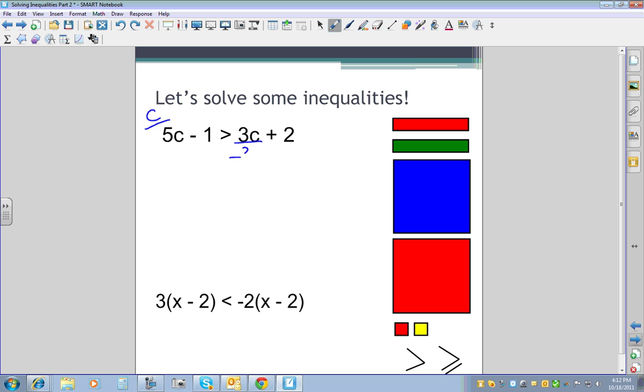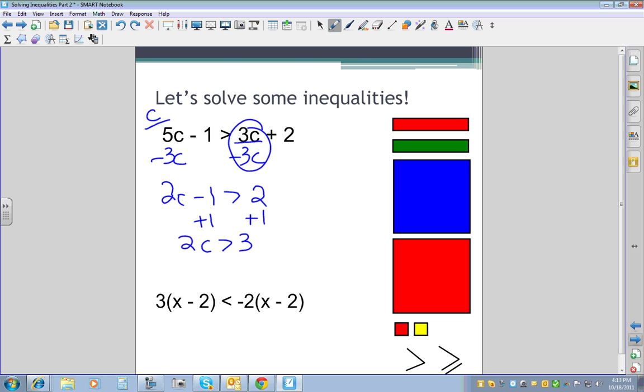To get rid of them, we'll add the opposite to both sides. We'll have a 0 pair. I'll end up with 2c minus 1 is greater than 2. This is our c side, so our negative 1 does not belong. So to get rid of that, I'm going to add the opposite. And I'll have 2c is greater than 3.